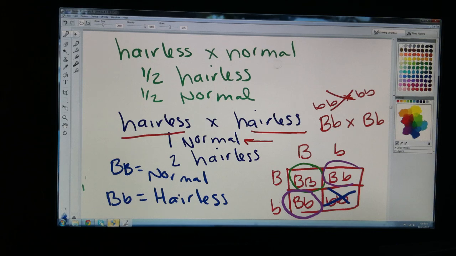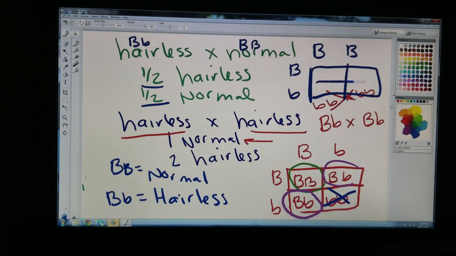So up top, originally they told us that hairless, which we're thinking now is heterozygous, is crossed with a normal. Let's see if that produces half hairless and half normal. So we can do our Punnett square. And yeah, half our offspring would end up being normal, and half our offspring would end up being hairless.